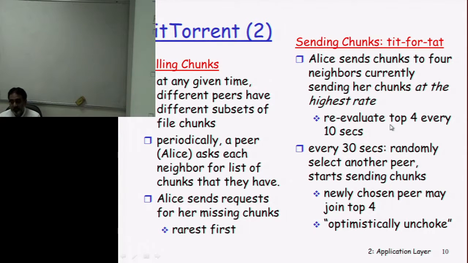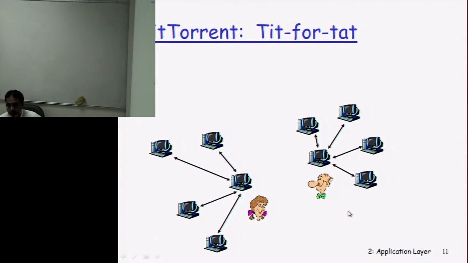She is going to re-evaluate the top 4 every 10 seconds. Every 30 seconds she randomly selects another peer and starts sending chunks to that peer, and the newly chosen peer may join the top 4. The top 4 are those who are actively participating. In this way it will not be choked. Tit for tat, like this.